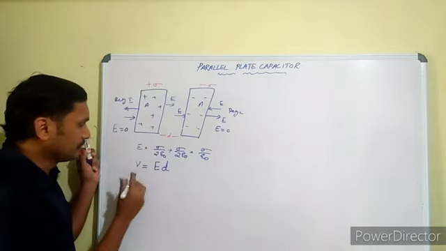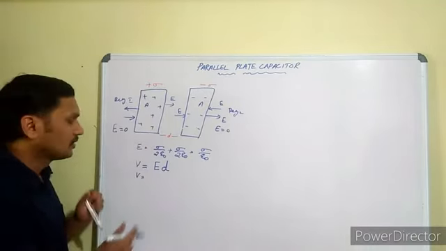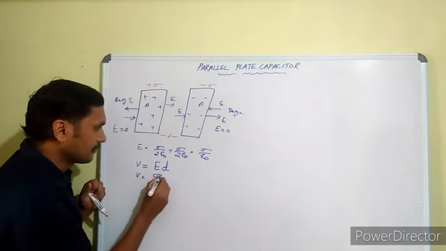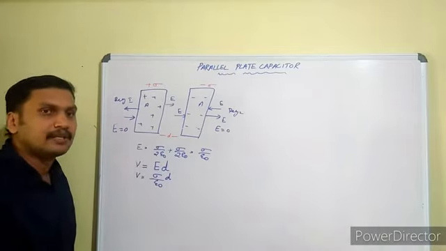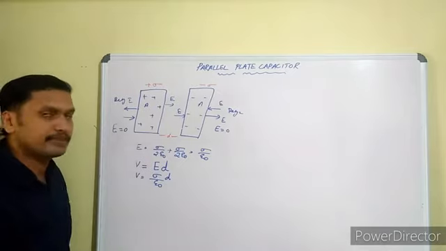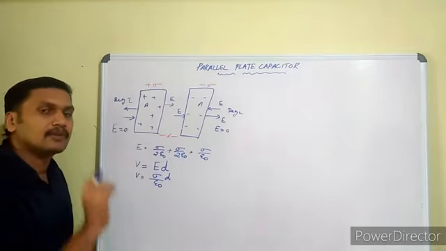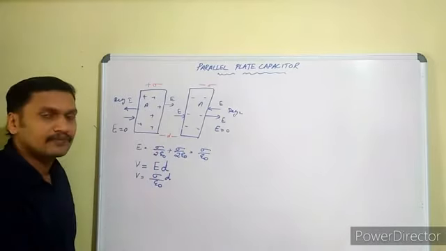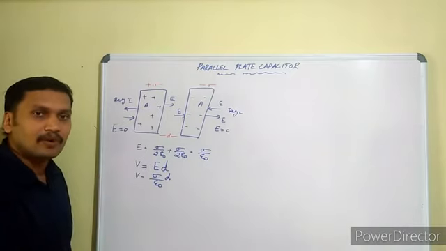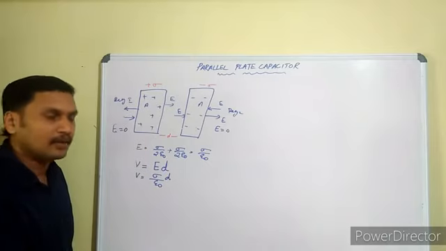Now calculate what is V. V is equal to E, and E is equal to sigma by epsilon 0 into D. That is the potential difference between the plates of this capacitor. Once you know the potential difference between the plates, we can calculate the capacitance of this arrangement. How can we calculate?